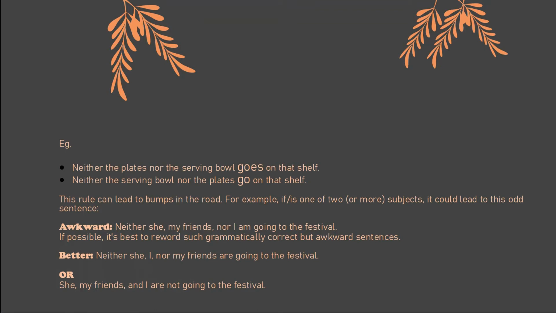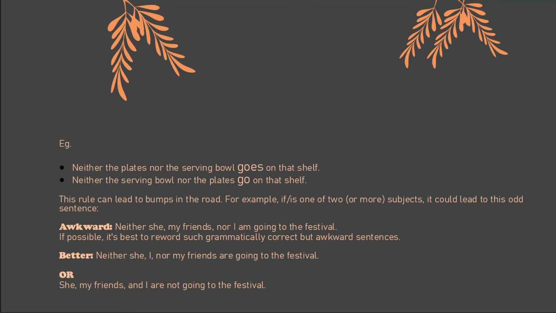So henceforth, serving bowl is singular. So we go ahead and use an S form: it goes on that shelf. And in the second statement, neither the serving bowl nor the plates. So in the second statement, we have the first subject as singular and the second subject as plural. And the second subject is closest to the verb. Henceforth, we go with the plural verb form in the second sentence, which is just go.